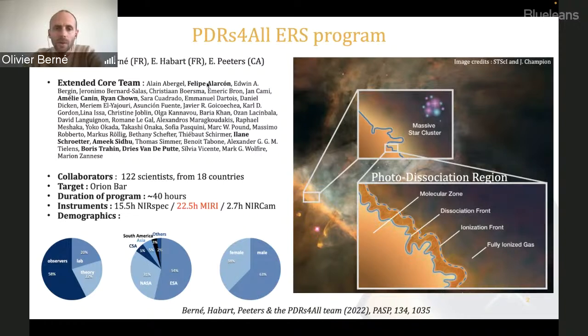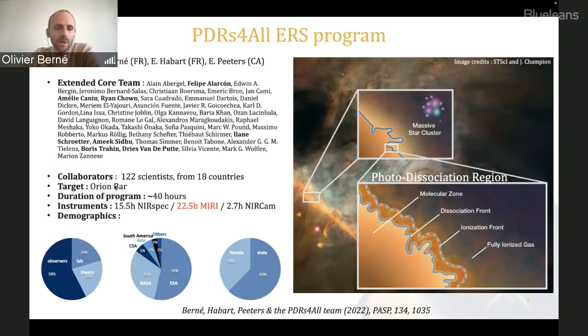So the PDRs4All Early Release Science team is the largest ERS team, in fact. We have a PI team which is composed of Els Peeters, Emilie Habart, and myself. Then we have this large extended core team of about 40 people. Here those who are highlighted are the people from the data reduction team, who have worked a lot in the recent weeks, including to provide some of the results that I'm going to show to you today. We also have over 120 science collaborators from 18 different countries.